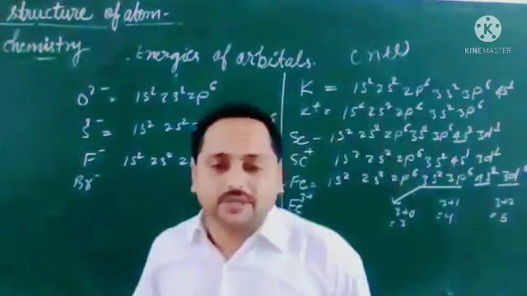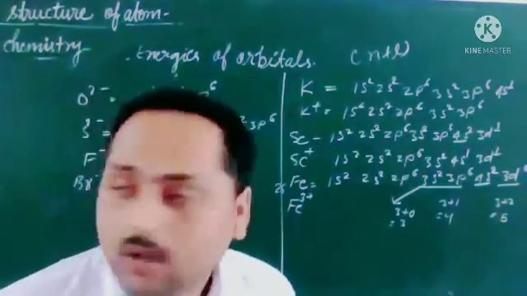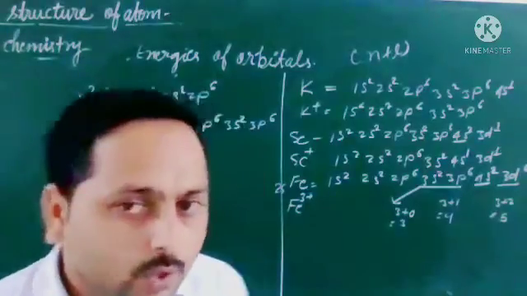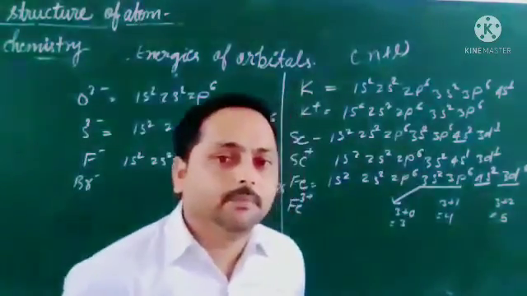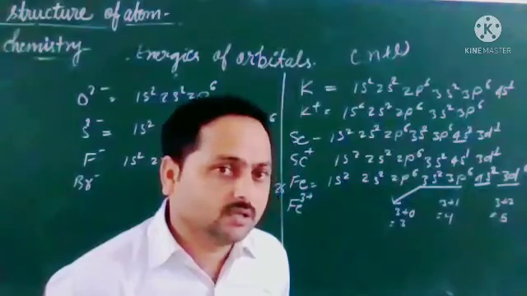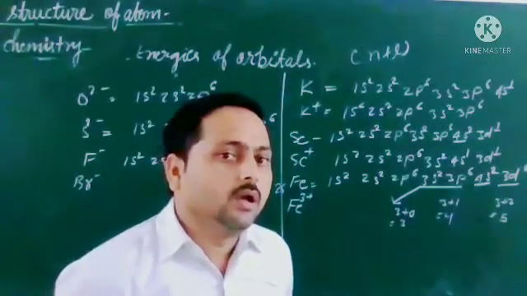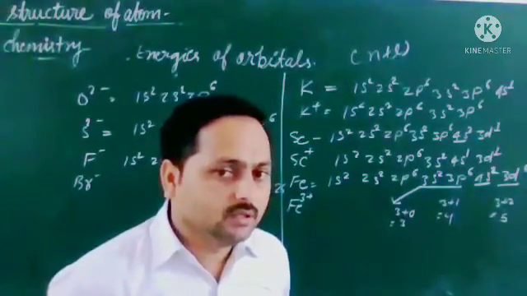So which one has the highest value of n plus l? 3d. So the electron will be removed from 3d2. Got it? All of you got it?